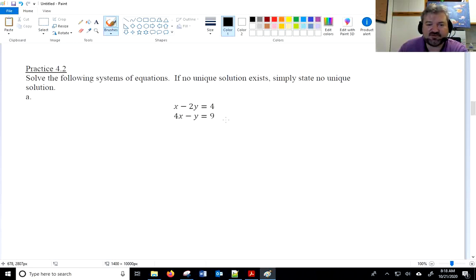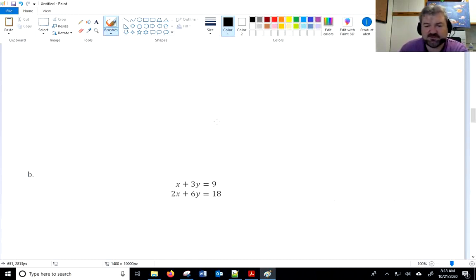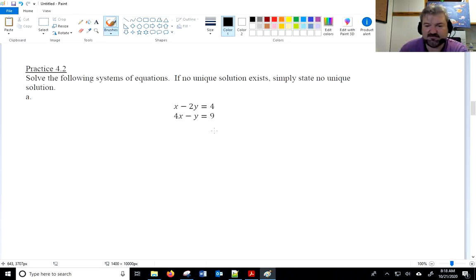All right, I want you to solve the following systems of equations. If no unique solution exists, state so. I'm not saying both of them will, but there's two of them here. Please do that.